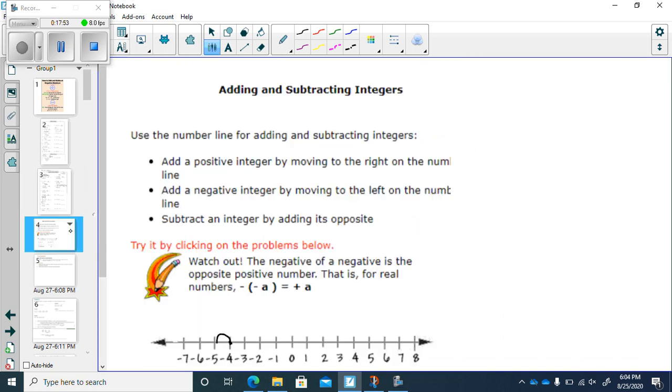Okay? And I think that covers all of this particular thing. That's how you add and subtract integers. We're learning how to do that because we're about to go into exponents, and we're going to need to be able to do that to handle exponents.